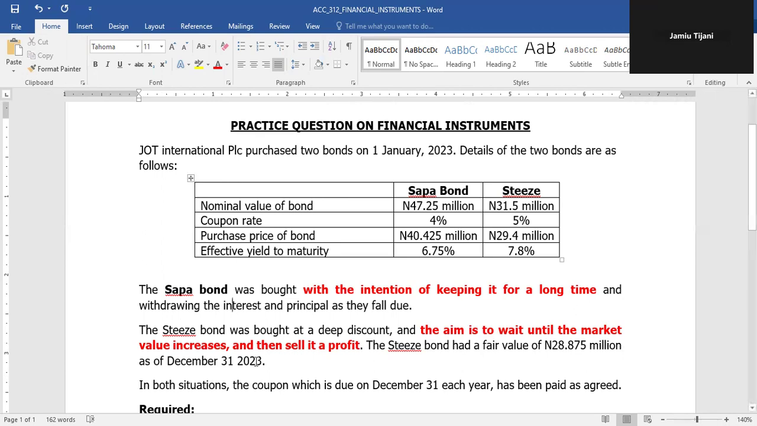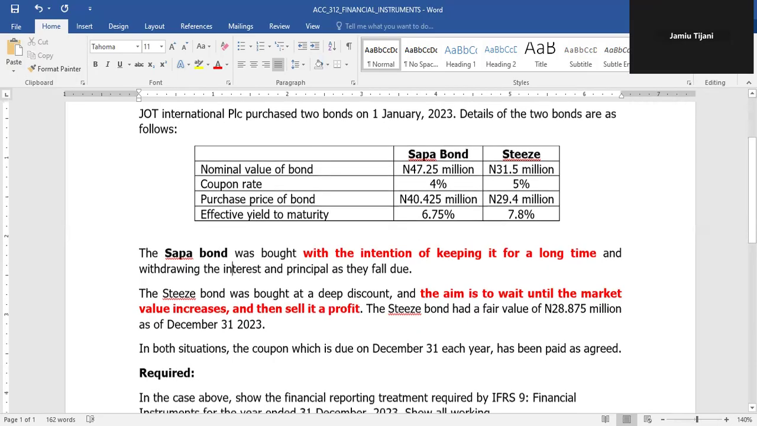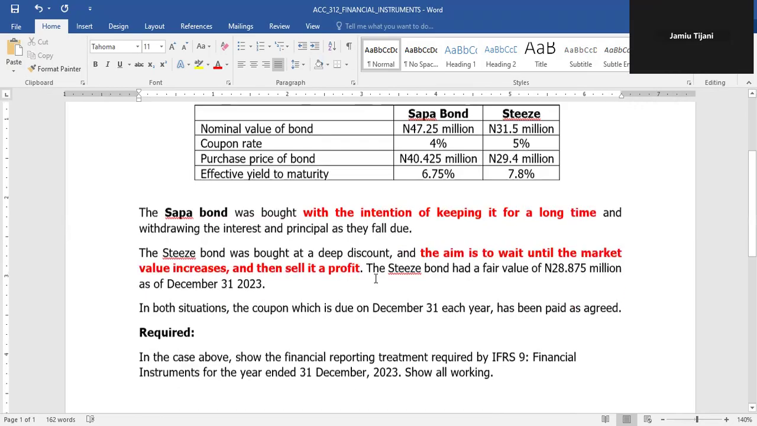Unfortunately, by the nature of this question, we were not told the tenure of the bond, but we can simulate it up to about a year or two, if not three, particularly for the Sapa bond.